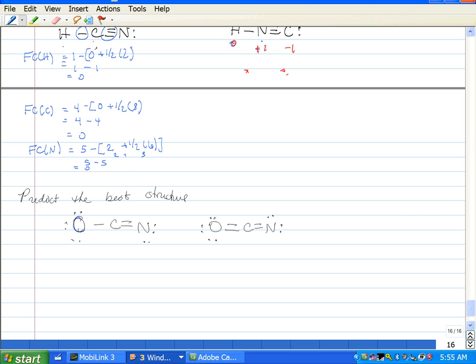Okay, Dr. Jones's eyeballs struck again. I wrote the wrong thing down out of the book. The book wasn't wrong. So we're going to predict the best structure for this.